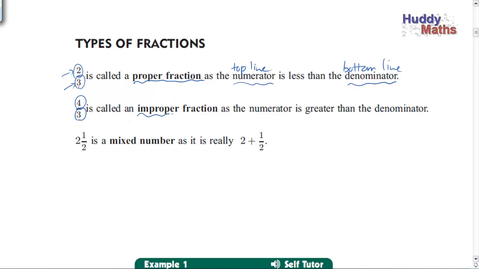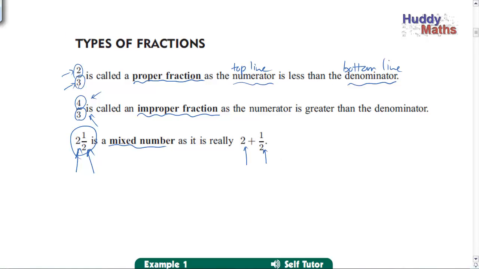So this is called an improper fraction because the top line is larger than the bottom, and you're actually dividing up 4 units into 3 equal parts. Each one's going to come to more than 1 unit, if you like. And then 2.5 is a fraction part and a whole number part. So it's a mixed number. It's really 2 plus a half. And we're going to be working with those a bit later on. So we're just starting out trying to get our head around the way in which we can represent fractions.